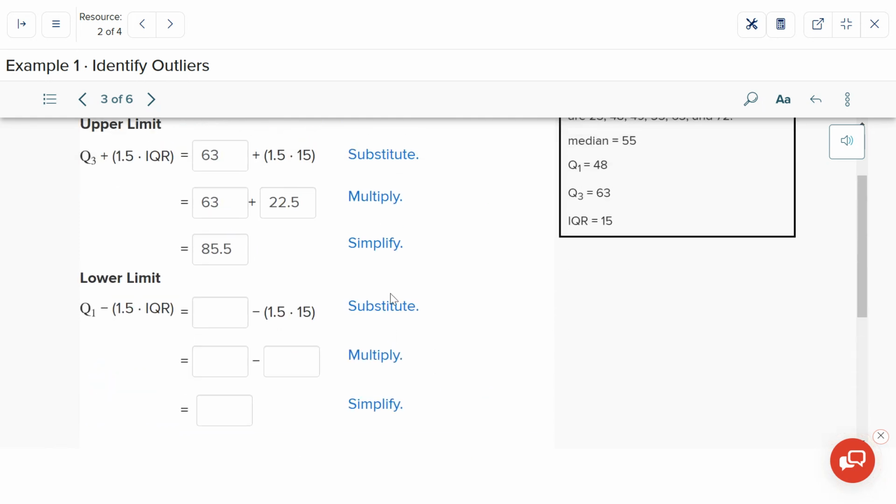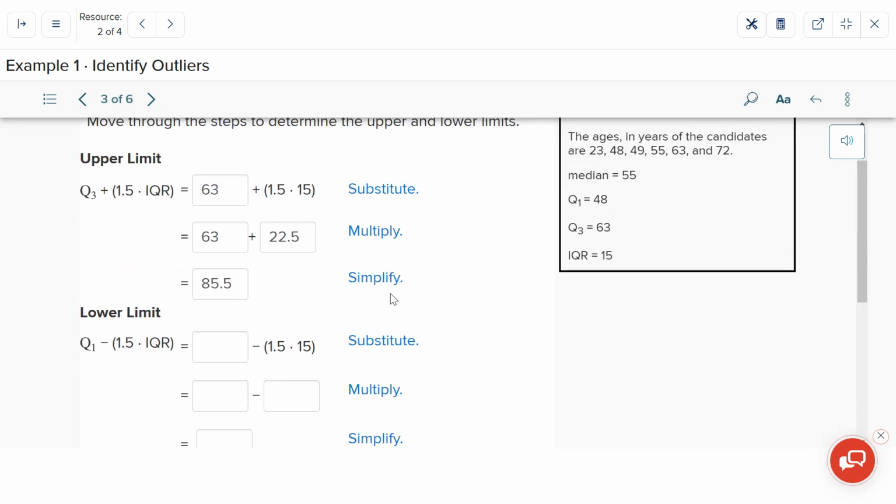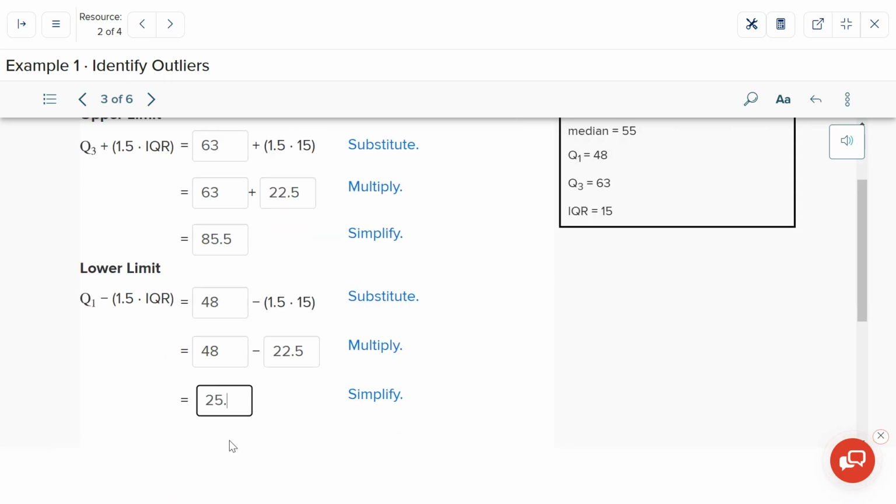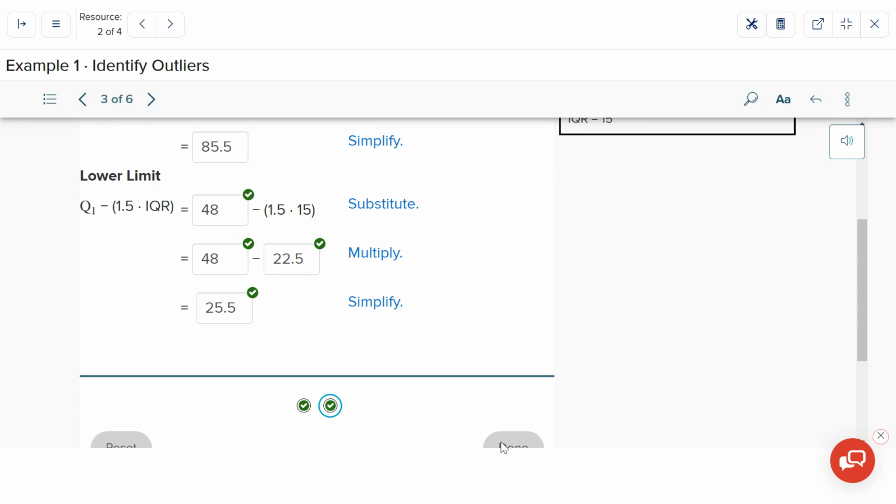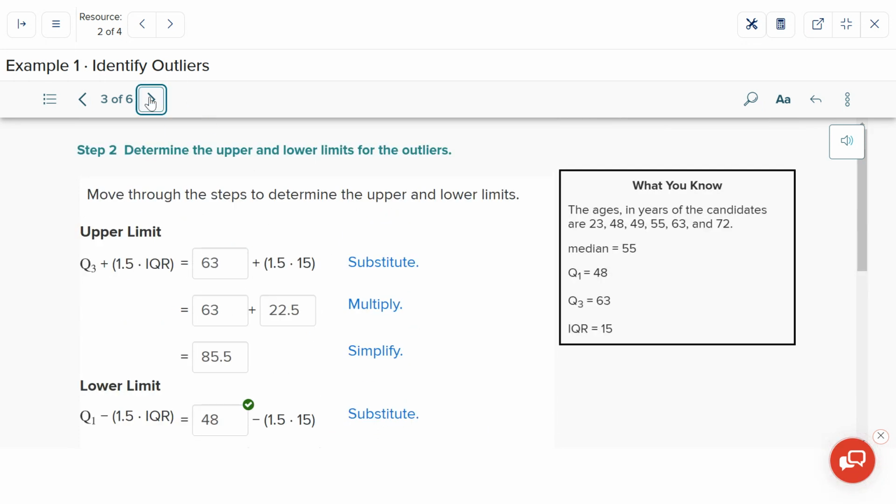Okay. And then we can do it again for the lower limit. This time our Q1 is 48. And so we can go 48 minus, this stays the same because our IQR does not change here. So we can go 48 minus 1.5 times 15, or 48 minus 22.5, which is 25.5. So that's our lower limit.